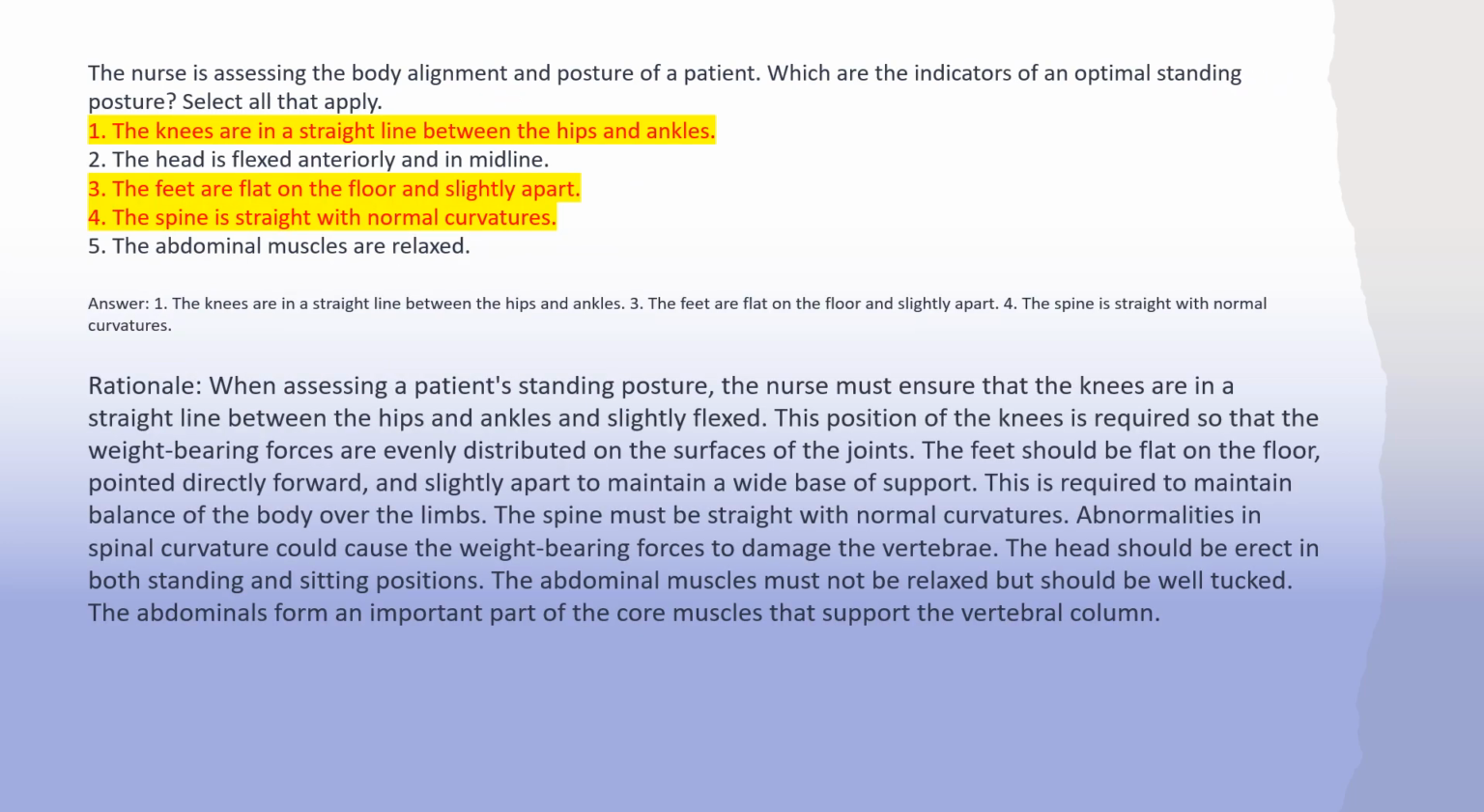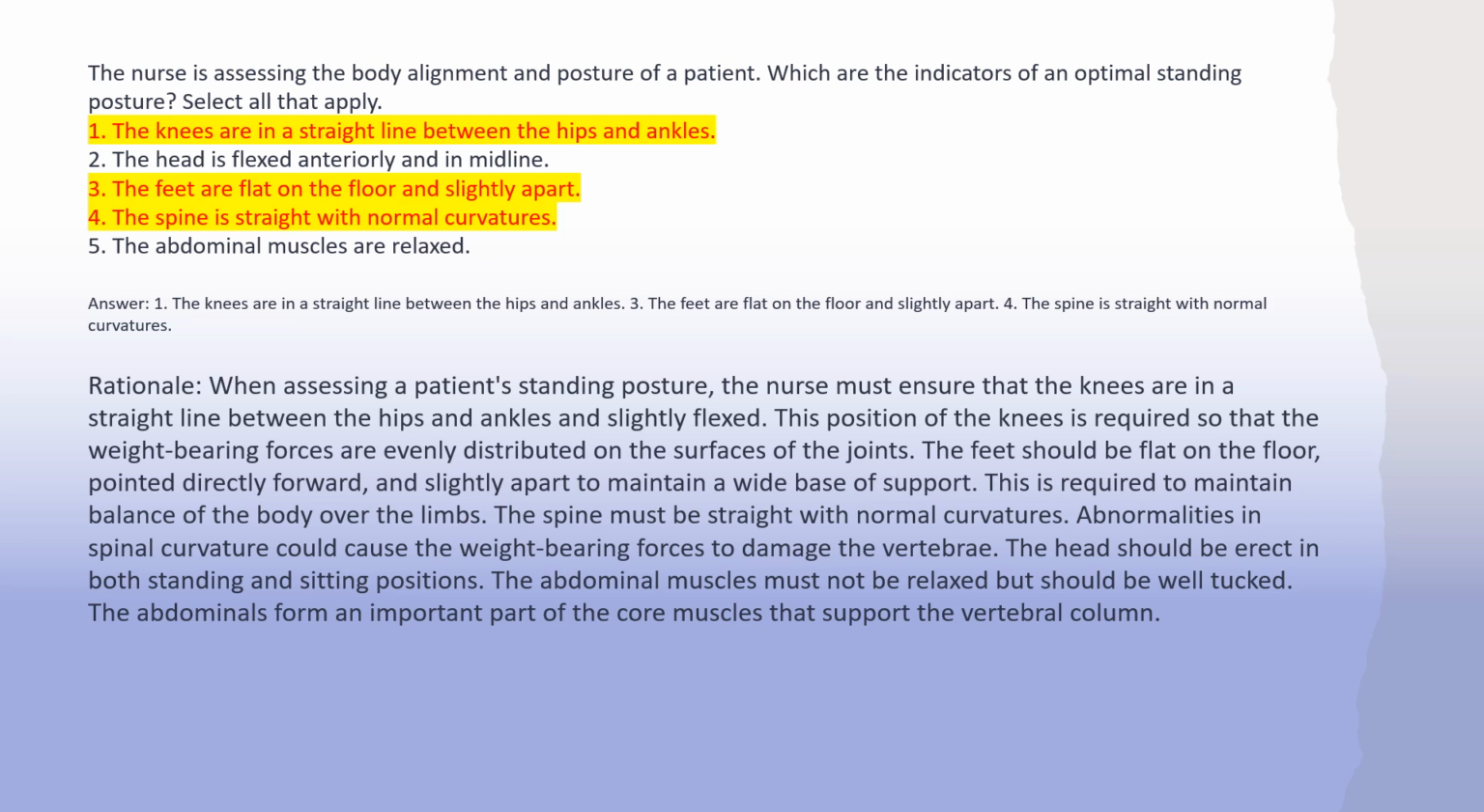Answer: 1. The knees are in a straight line between the hips and ankles. 3. The feet are flat on the floor and slightly apart. 4. The spine is straight with normal curvatures. Rationale: when assessing a patient's standing posture, the nurse must ensure that the knees are in a straight line between the hips and ankles and slightly flexed.